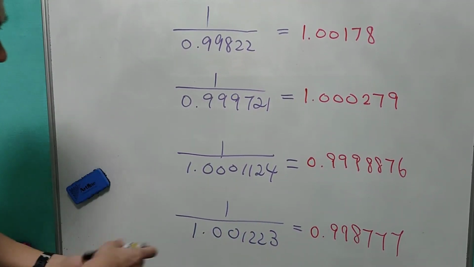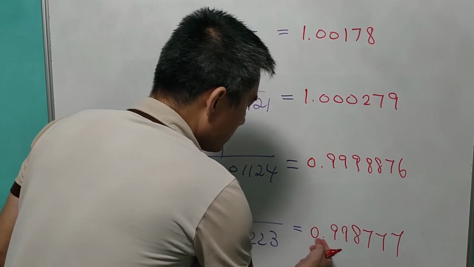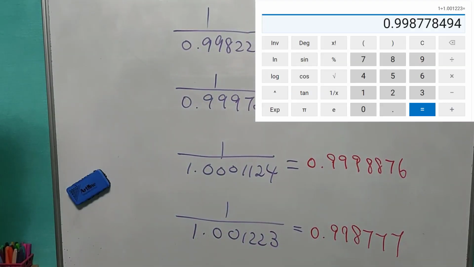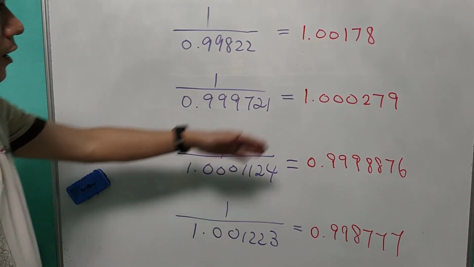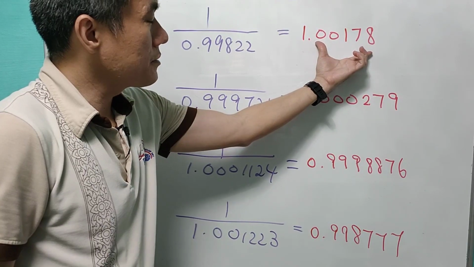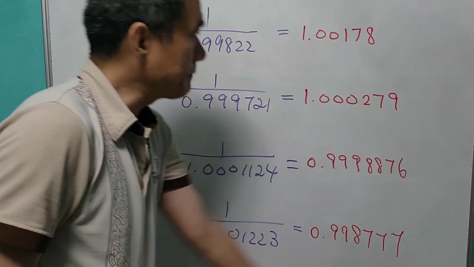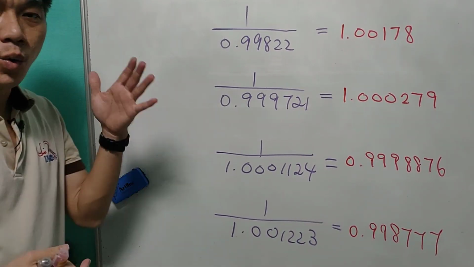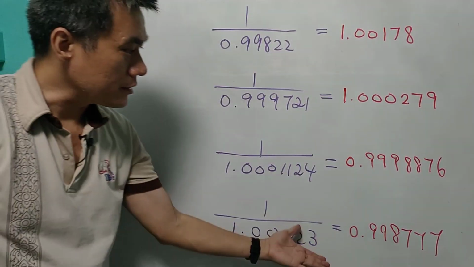fourth, because the calculator will give you 0.998778 instead of the 7 at the last digit. All of this is only correct up to the decimal place that I show here. There are still many digits at the back. Okay, so now, what is the pattern for this?